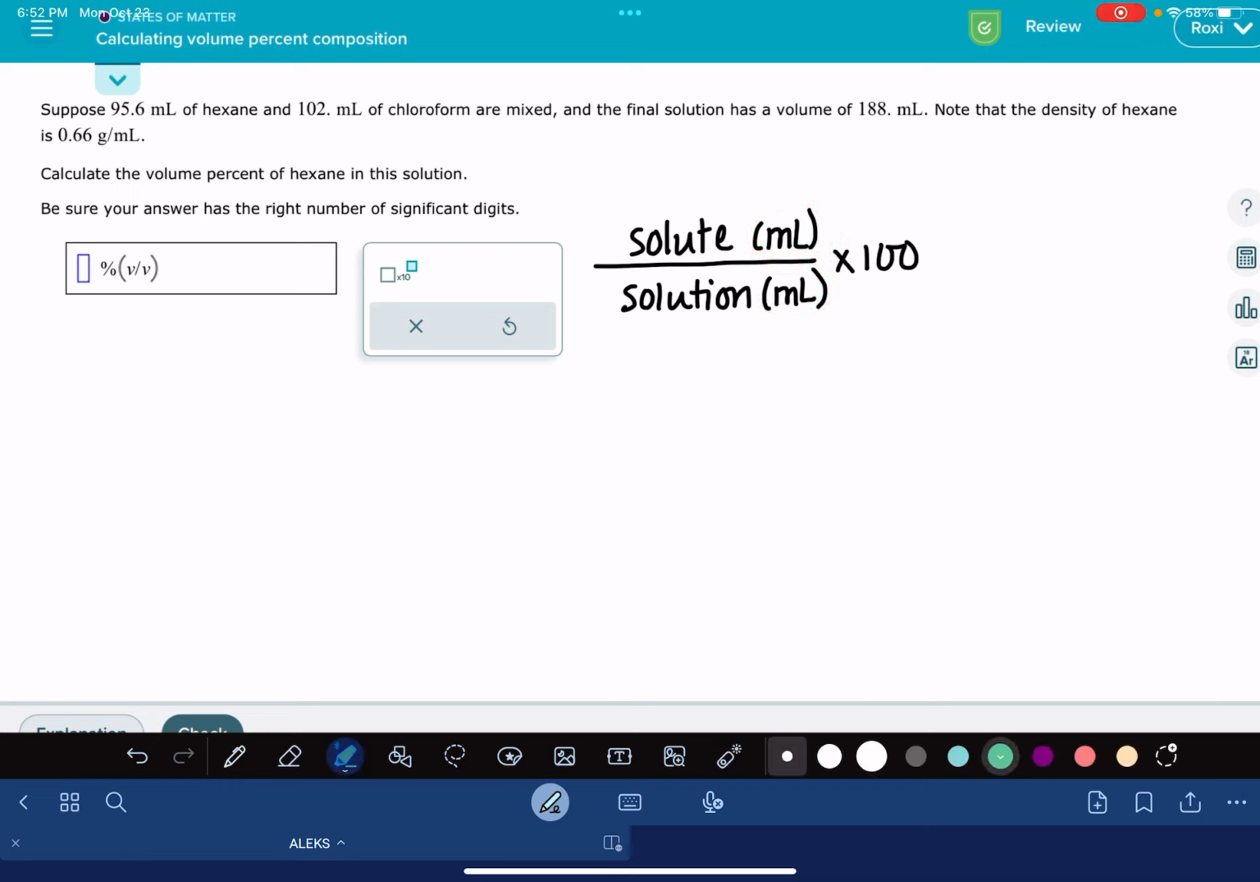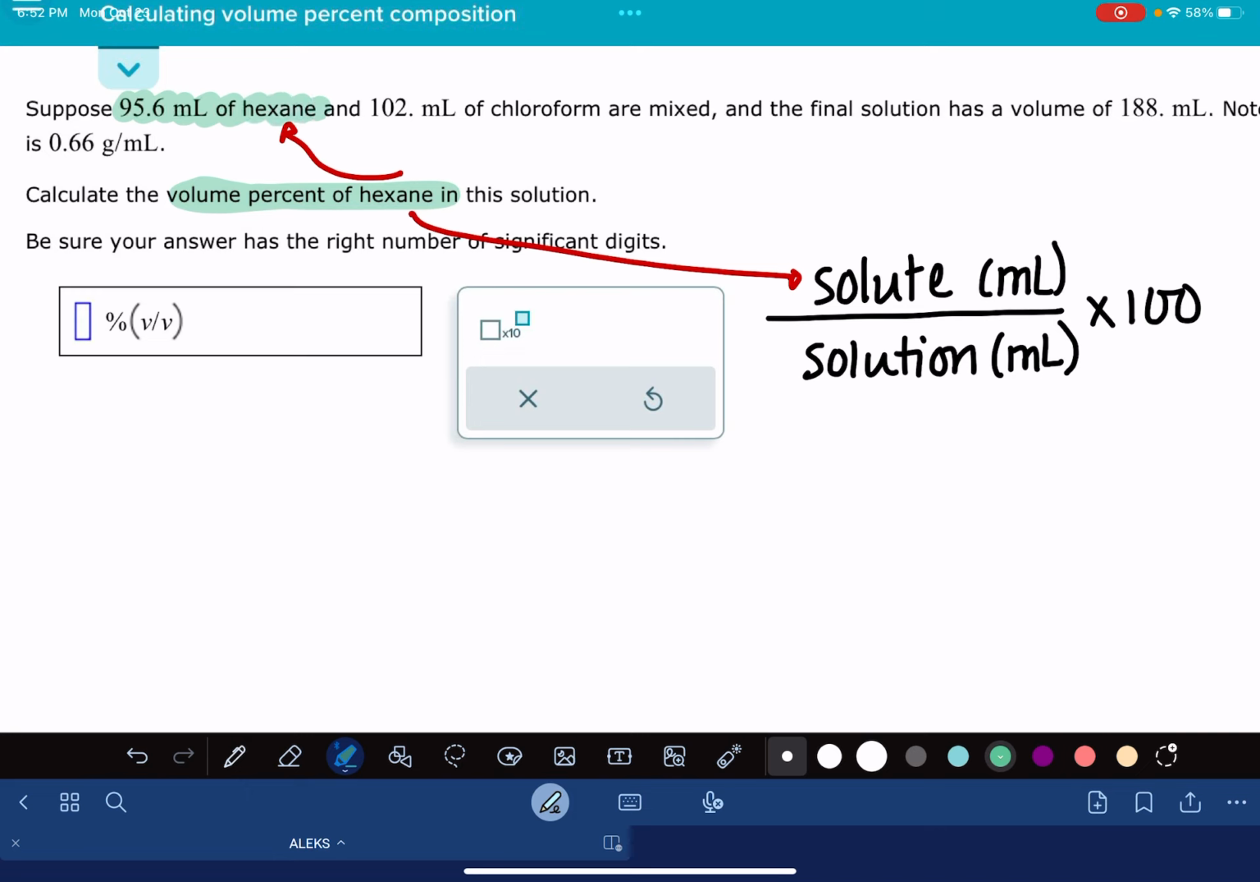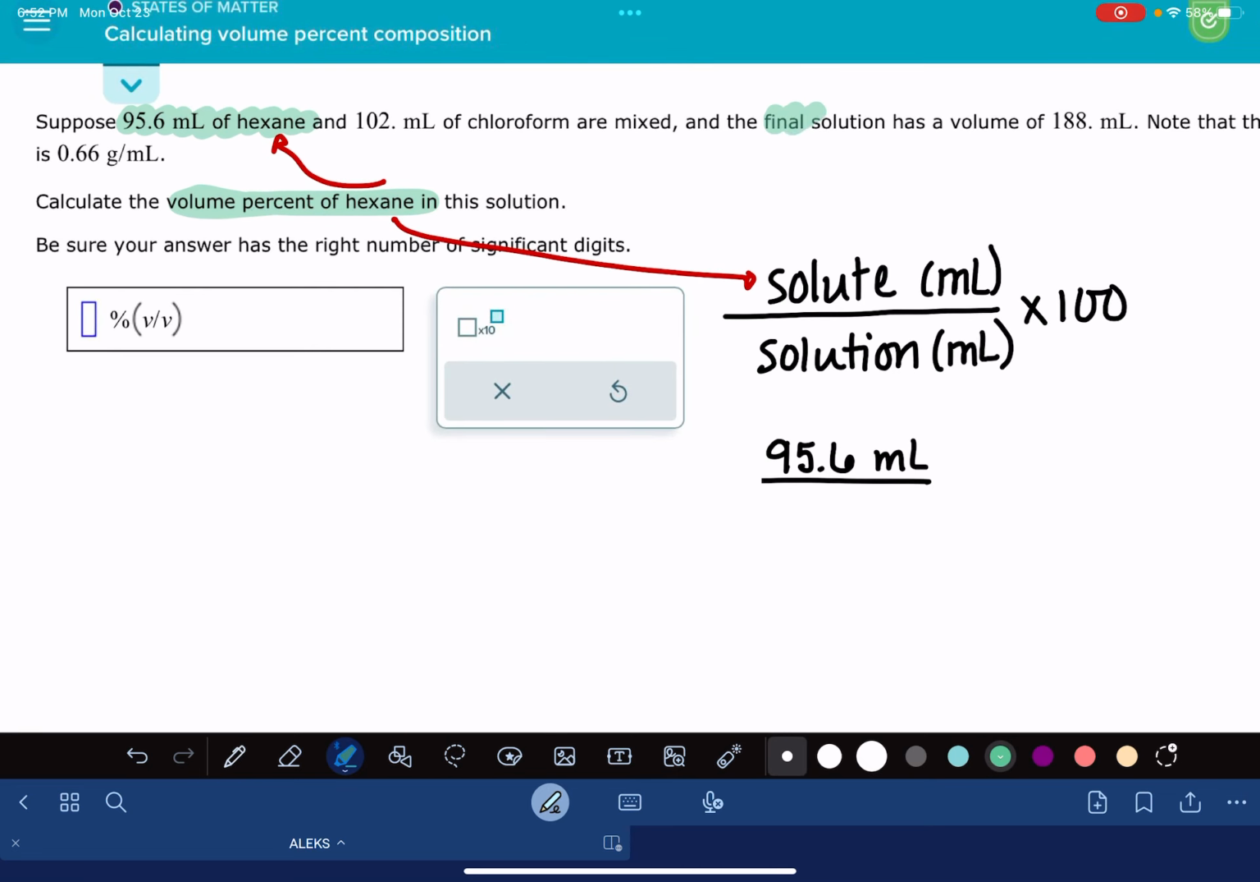Now, ALEKS is going to specifically tell you what the solute is in this portion of the problem where it says calculate the volume percent of. In my problem, it says the volume percent of hexane. That means that hexane is my solute. And look, cool, ALEKS actually just straight up gives us the volume of that particular solute, so I'm just going to be able to plug that straight in. So my solute volume is 95.6 milliliters. ALEKS also gives us the solution volume as well. Right here, it'll tell you the final solution has a volume of something. So for me, it is 118 milliliters, and I'm going to multiply that by 100.